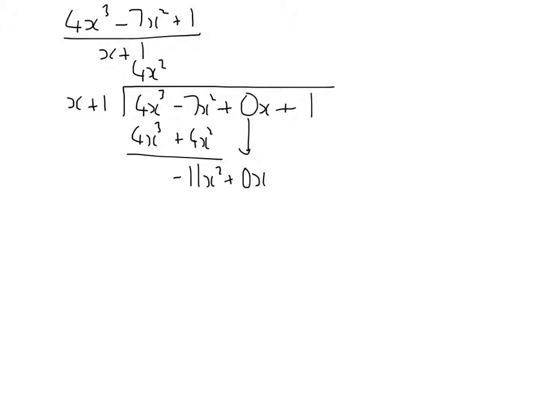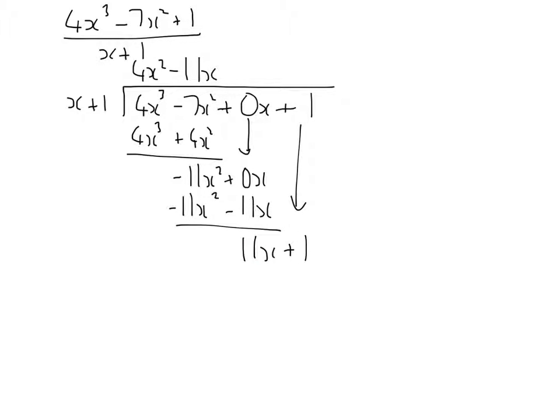And now I divide x into this thing here. I'm going to get minus 11x. Minus 11x times this expression here is going to give me minus 11x squared minus 11x. And I'll do my takeaway. Minus 11x squared take away minus 11x squared is nothing. 0x take away minus 11x is going to give me 11x. Bring down my 1. I get my plus 1 there.